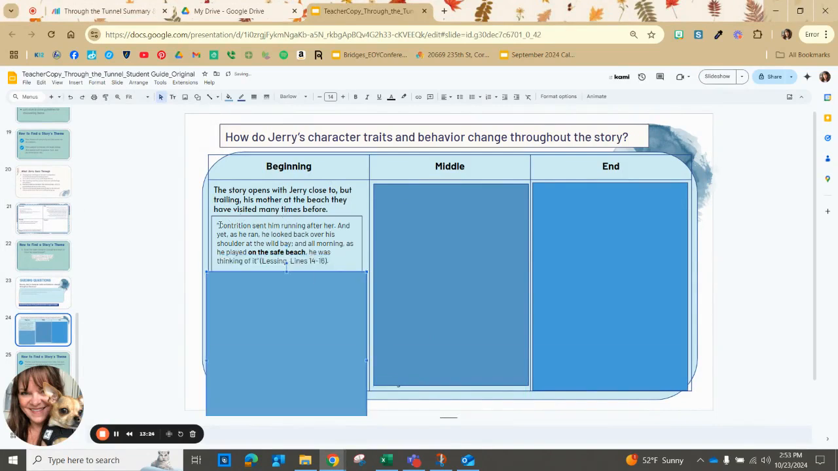And I cited it because I'm saying the story opens with Jerry close to, trailing his mother at the beach. They have visited many times before. I'm going to show my evidence of that with actual text from the story. "Contrition sent him running after her, and yet as he ran, he looked back over his shoulder at the wild bay, and all morning as he played on the safe beach, he was thinking of it."